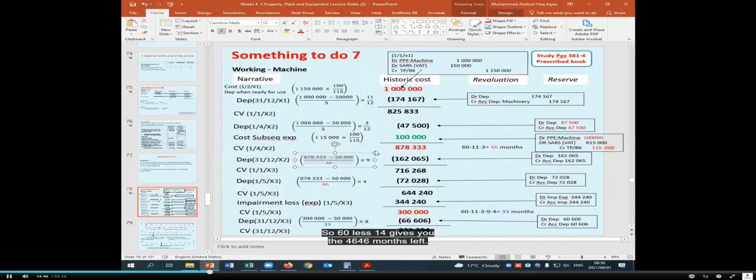46 months left. So we take your new depreciable amount divided by your 46 months left, times by whatever's left for the year, which is your 9 months. We got our depreciation. Right. That was our 716,000, our opening balance for 2003.